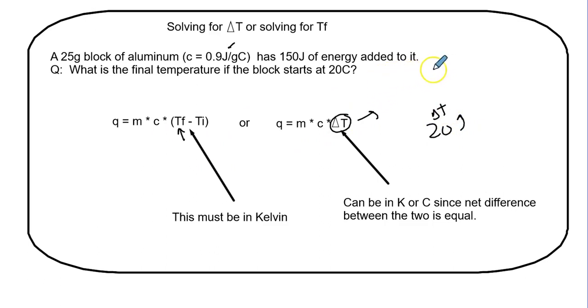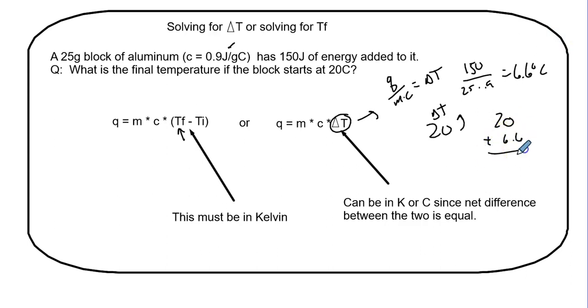So Q divided by mass divided by specific heat equals the change in temperature. That's going to be 150 divided by mass, which is 25, divided by 0.9 equals 6.6 degrees Celsius. So now if we start at 20, plus 6.6 degrees is 26.6 degrees Celsius.